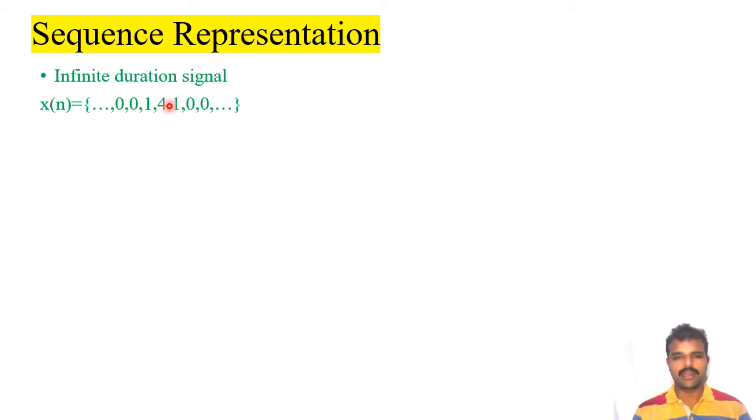Or alternatively, what is the value of n corresponding to this 4? We don't know. So the idea is this: we will have an arrow mark just below the value of the signal at n is equal to 0. So this represents the time origin. Fine. So this is how we indicate n equal to 0: we put an arrow mark just below the sample value of the signal at n equal to 0. Fine.